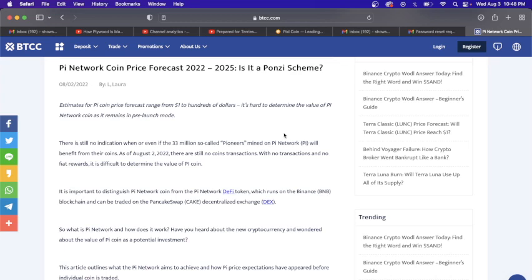Pi Network coin price forecast 2022. Estimates for Pi coin price forecast range from $1 to hundreds of dollars. It's hard to determine the value of Pi Network coin as it remains in pre-launch mode.